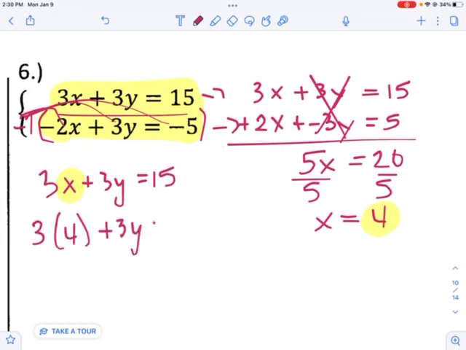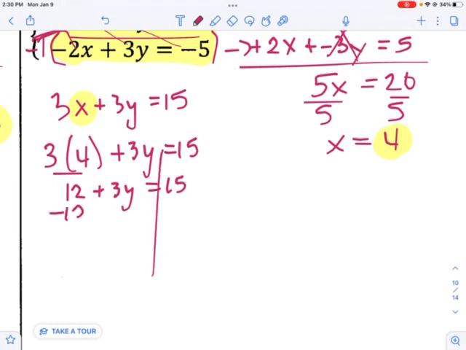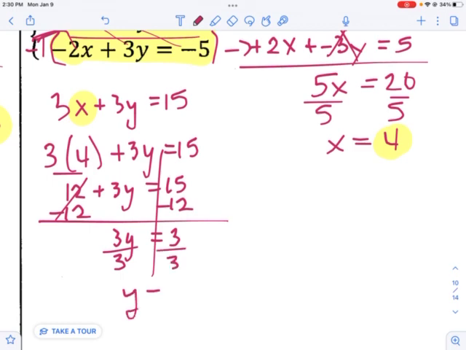All right, so let's solve. First multiply, I got 12 plus 3y equals 15. Minus 12, minus 12. 3y equals 3. And we'll divide both sides by 3. And y equals 1. So my ordered pair is 4, 1. Be careful, make sure that you write the values in the correct spot.